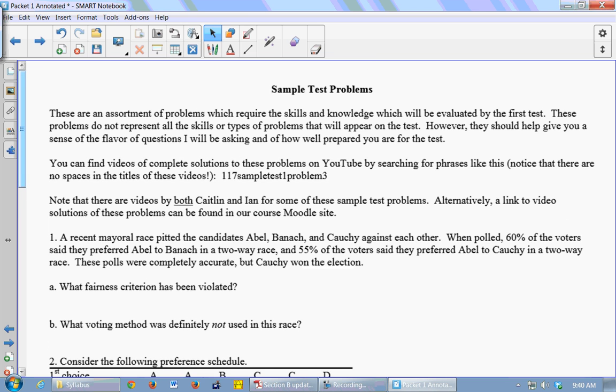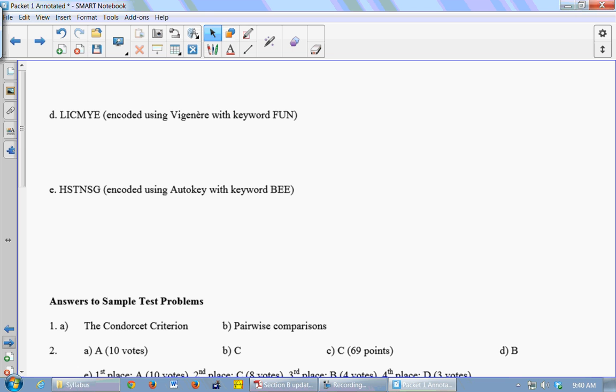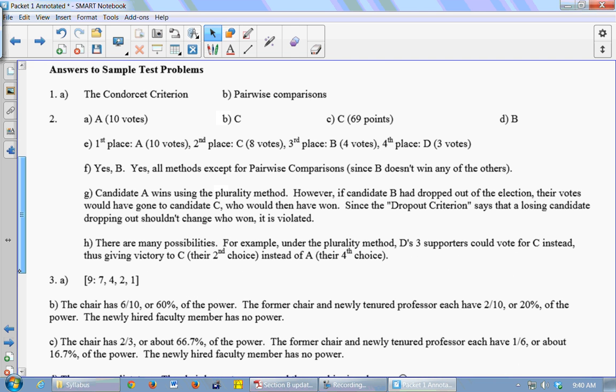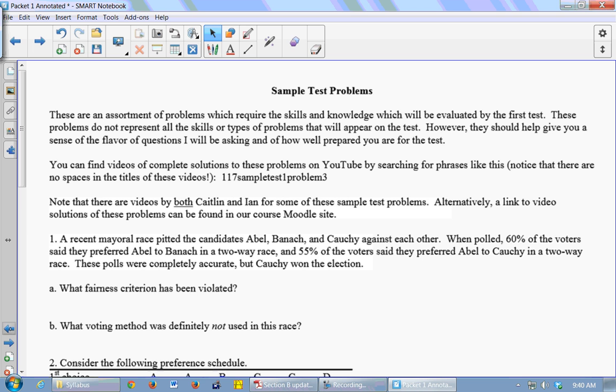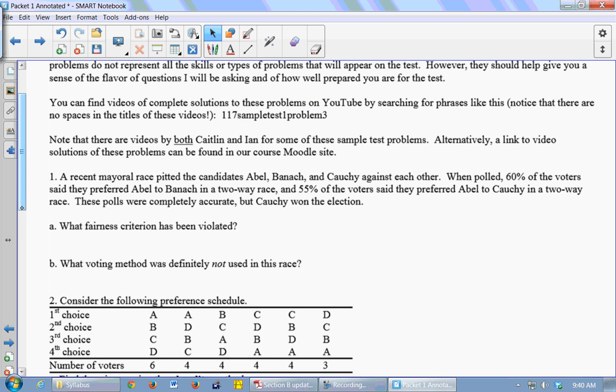The answers to these problems, just the answer, are at the end. So all the answers are here. And you can also find video solutions to these problems by both me and Ian. You can either search for titles like this, 117 sample test 1 problem 3, or there are links in our Moodle site to the video solution playlists for both mine and Ian's solutions. So you can use Moodle to, if you are stuck, see this whole thing being solved in a video.